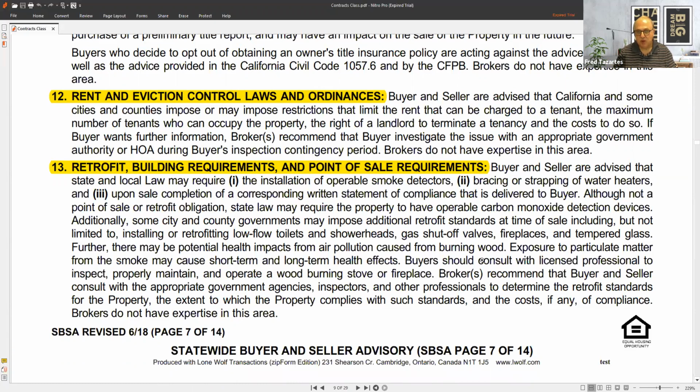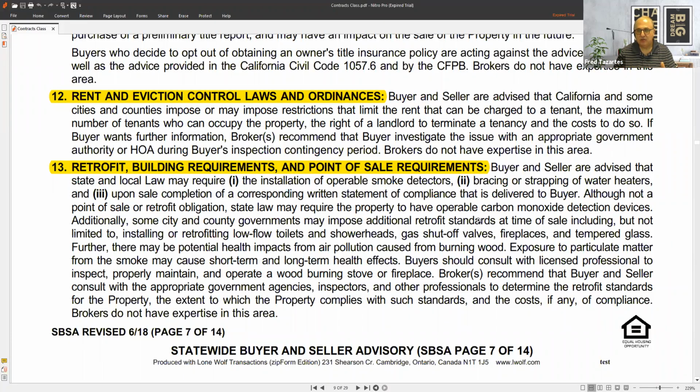Retrofit building requirements and point of sale. This is more in LA City. They actually have a retrofit and a point of sale requirement that makes sure you have gas shutoff valves, tempered glass, low flow toilets, low flow showers. So if you're buying a property where you're not sure, make sure you talk to someone and find out what the requirements are. Are there any retrofits that need to happen? Are there any inspections that need to happen? Is it a point of sale?